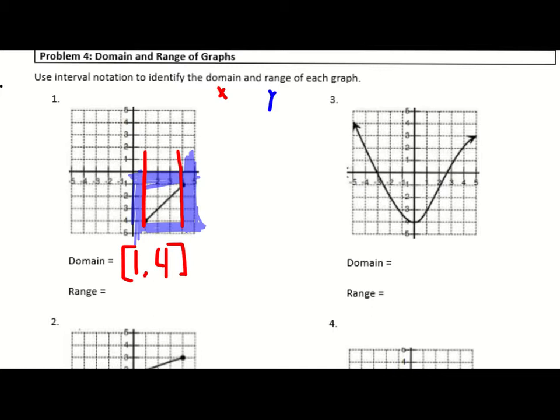The range is your y values. So we go from the lowest point of the graph to the highest point on the graph. My lowest point is down there at -4. My highest point is at -1. Again, the endpoints were closed, so I'm going to use brackets because these numbers are included on the graph.